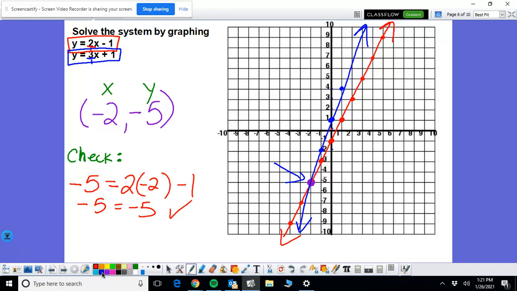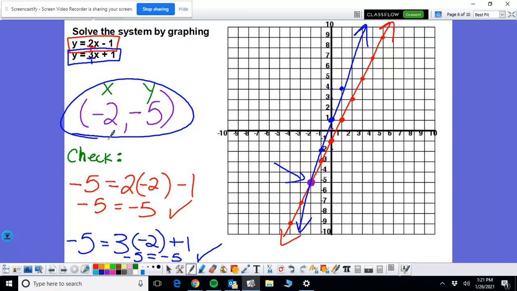Let's do the blue one now. Plug in -5 for y. So 3 for my x, -2. This time it's +1. So let's take a look. 3 times -2 is -6. -6 plus 1 is -5. And I'm going to squeeze it down here, but -5 equals -5. It checks. So guys, I've got to be honest with you. If it checks both of them, you now can circle your answer. You know it's right, 100%.